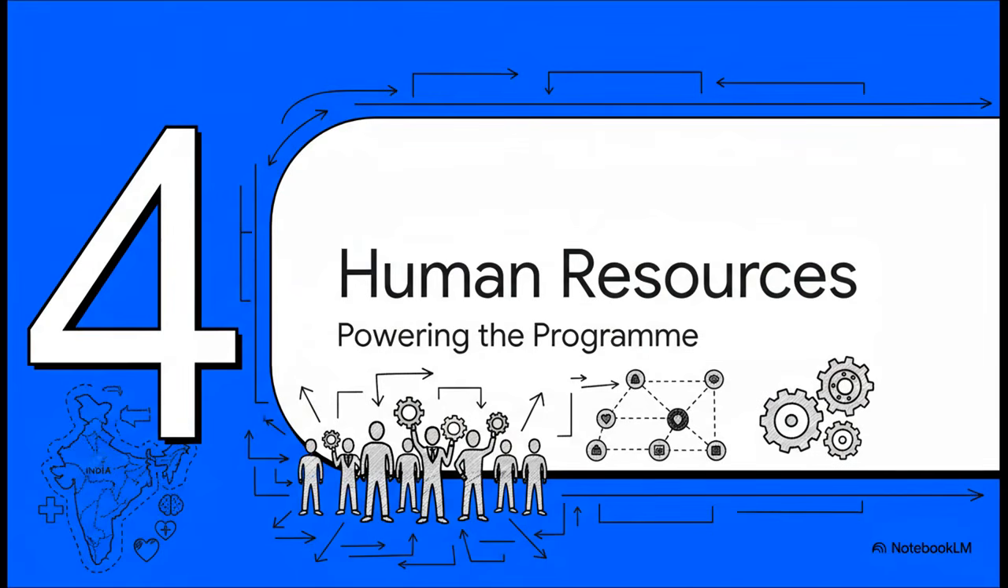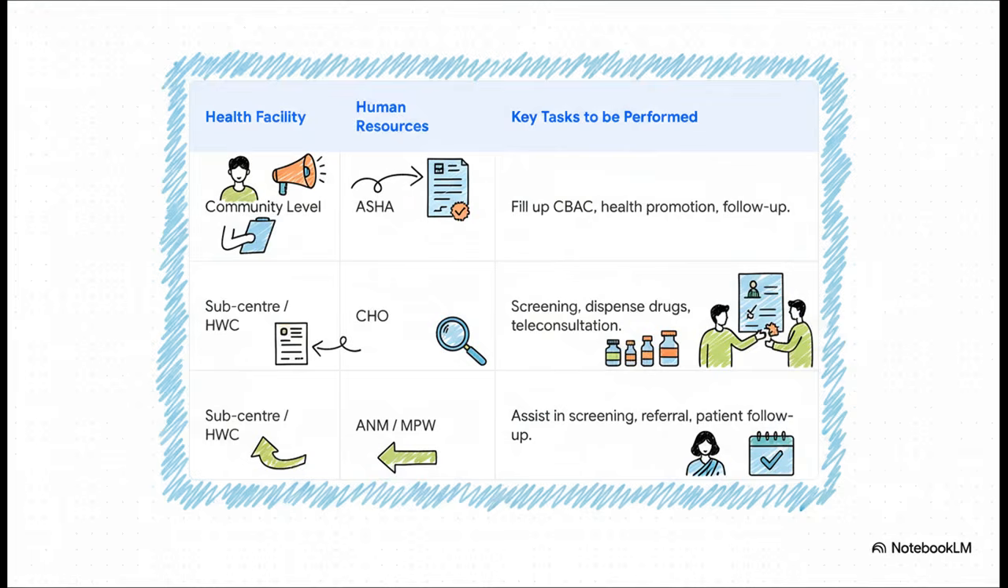You know, a program like this is just a bunch of ideas on paper without the people who make it happen on the ground. So let's talk about the human resources framework. This shows the examiner you understand the real-world nuts and bolts of public health. This table, you're going to want to replicate something just like this in your answer. It's a brilliant way to show how the work is shared at the community level.